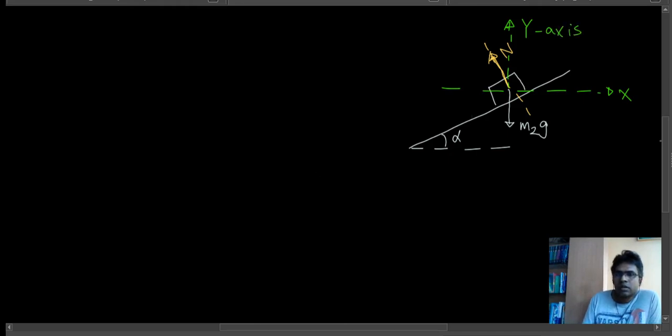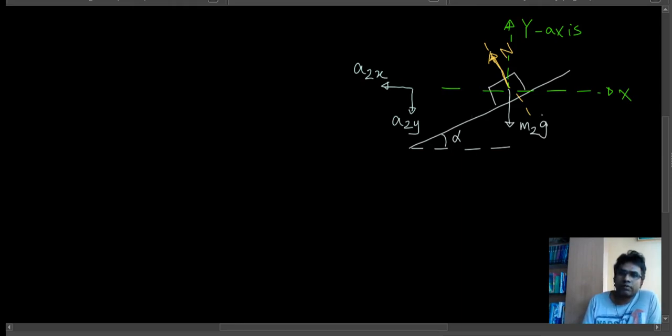Okay. Now if you look at the bar, we will have acceleration in the negative x direction as well as in the negative y direction, downwards. So in the horizontal direction, let the magnitude of acceleration be a2x, and the magnitude of acceleration in the vertical direction be a2y.